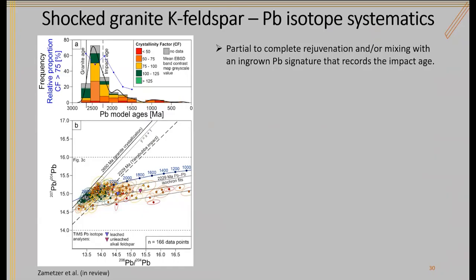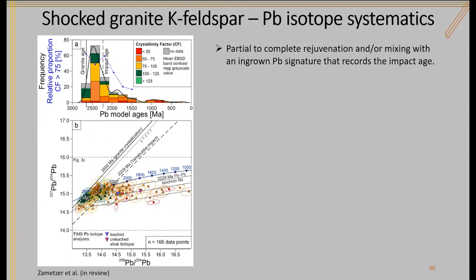symbolize leached and unleached K-feldspar separates that we analyzed using TIMS, thermal ionization mass spectrometry, a technique with very high precision. Those are two separates, and as you can see, both of them also plot in this ingrowth tail, which is very interesting. So leaching the K-feldspar definitely removes some of this ingrowth signature. It shifts the data point to the left, but it's still in the ingrowth tail.